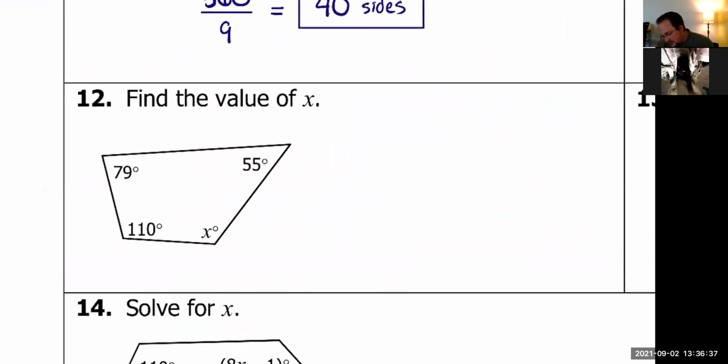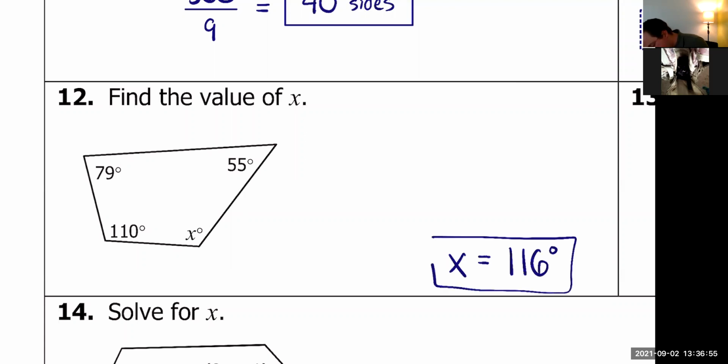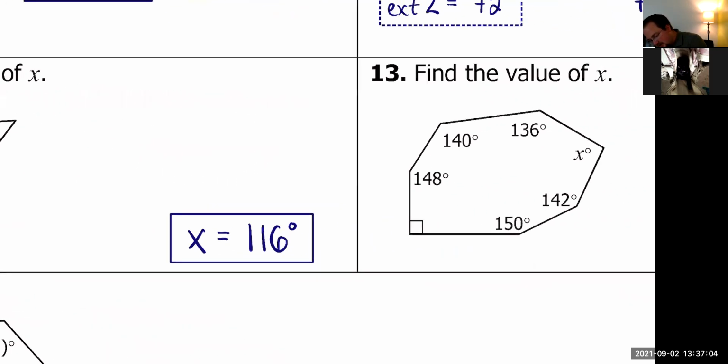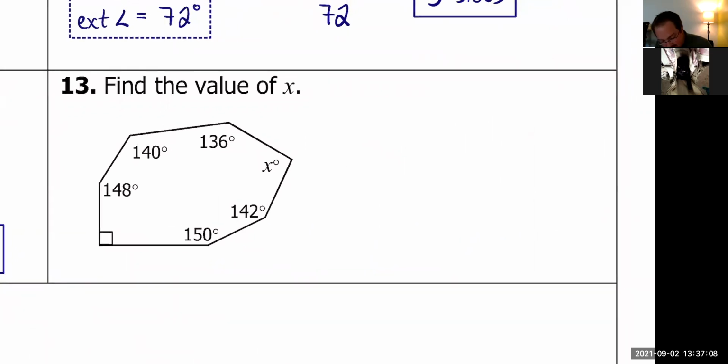I'm actually going to, just for the sake of complexity, skip 12 to do 13. They both will solve similarly. I will tell you, though, that this one should end up being x equals 116 degrees. If you want to go back and try this one later, you're more than welcome to. Maybe you already know what to do there. I instead want to take a look at this one and try to find x.